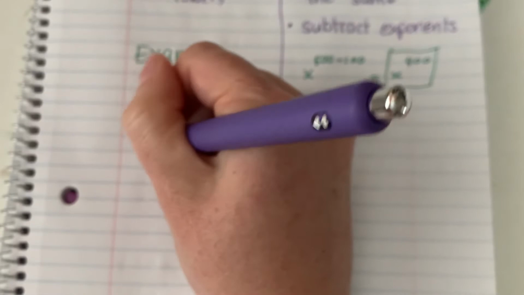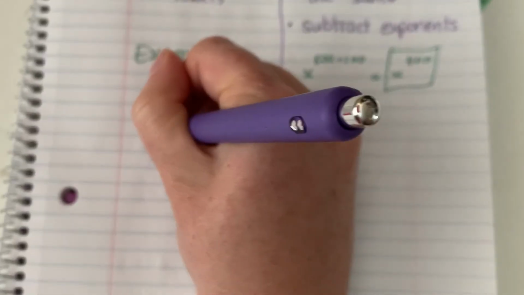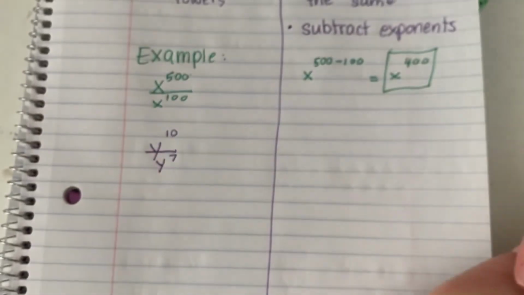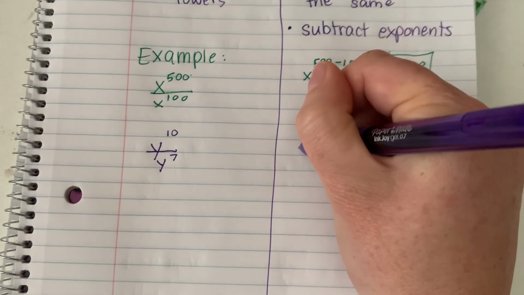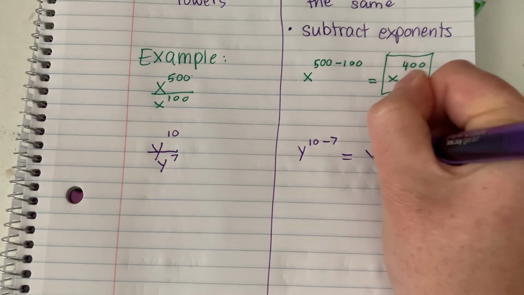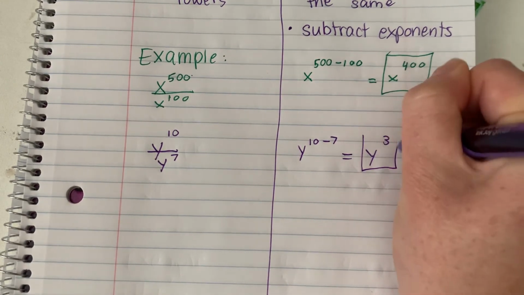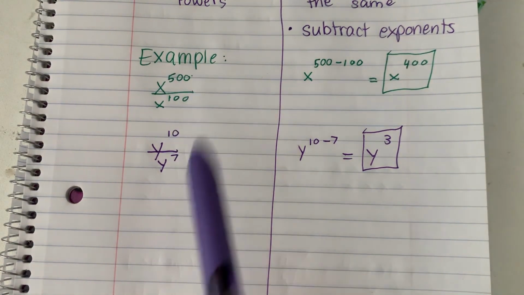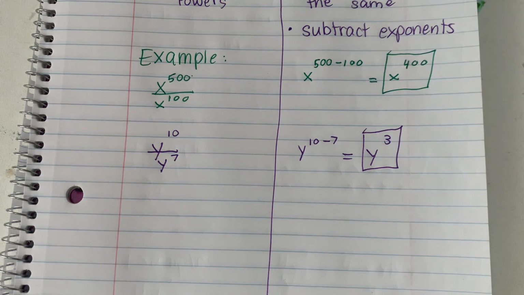Let's try another one. Y to the 10th divided by y to the 7th. Y to the 3rd. Okay, and you notice all of my numerators have more in the top than the bottom. That's done purposely. We'll look at some examples on Wednesday where that's not always the case.